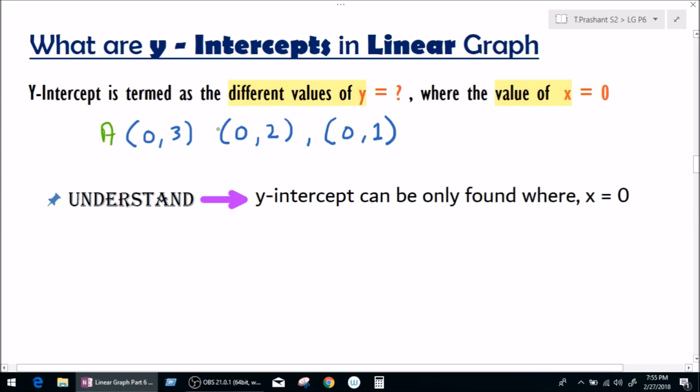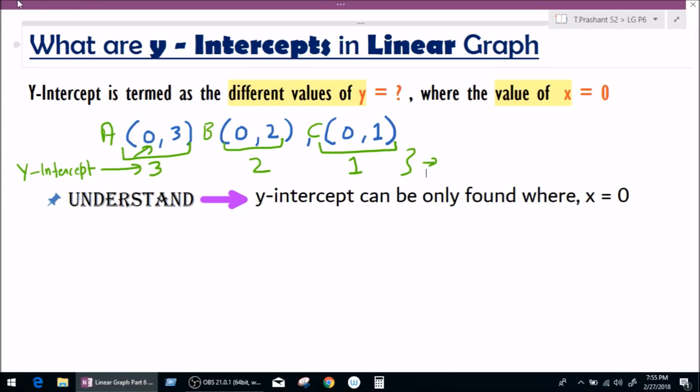Let's give them a name: coordinate A, B, and C. At coordinate A, the y-intercept will be 3, because x is equal to 0 and y is 3. What about point B? x is 0 and y is 2, so 2 will be the y-intercept of point B. What about point C? x is 0 and y is 1 at point C, so 1 will be the y-intercept of point C.